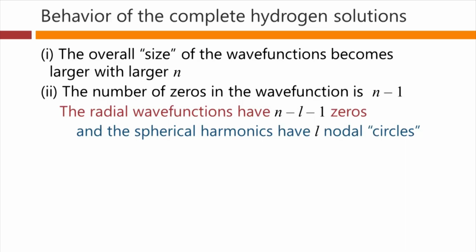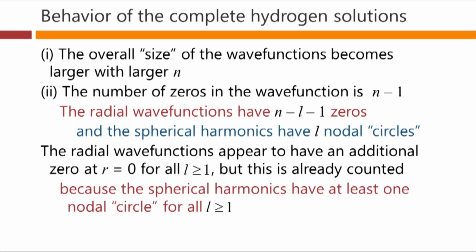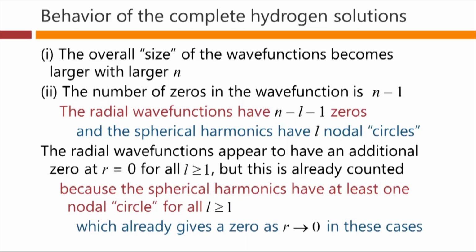Just a minor point here, you might think, well, these radial functions happen to have additional zeros at r equals 0 once L gets greater than or equal to 1. But this particular zero is already counted because every time L is greater than or equal to 1, there's at least one nodal circle in the spherical harmonic, and that pinches off the wave function, so it already takes care of this zero at r equals 0. So overall, the radial wave functions have n minus L minus 1 zeros, and the overall wave functions really have n minus 1 zeros.